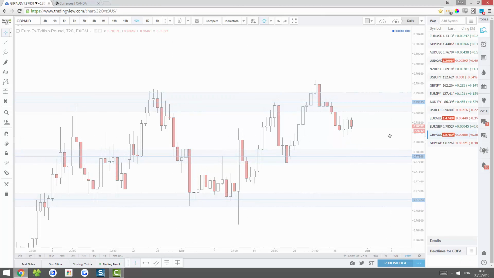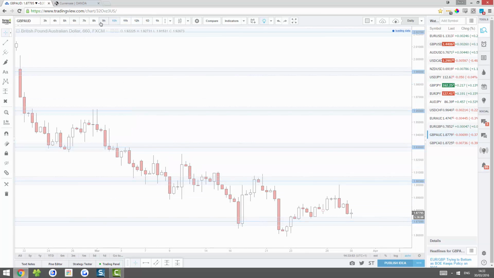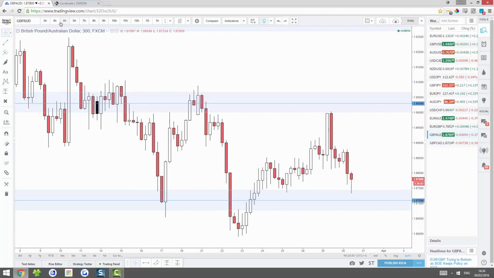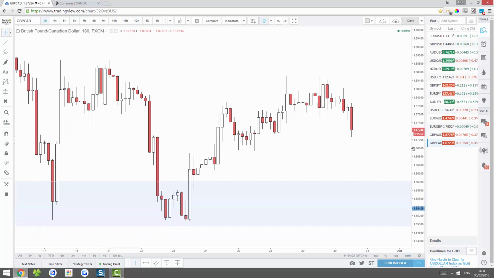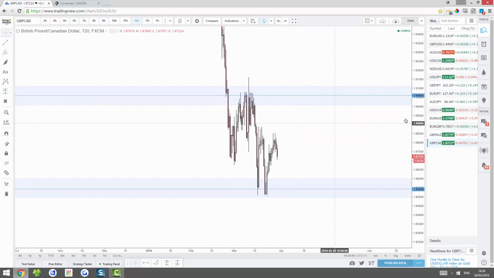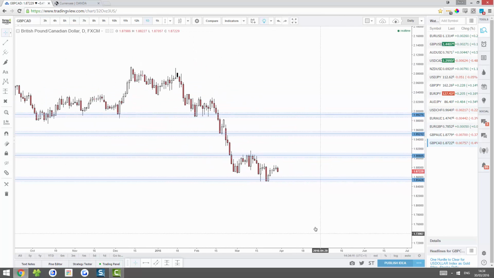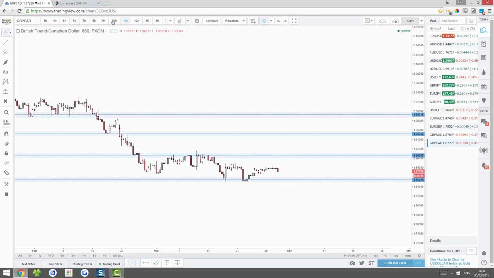Anyway, let's finish up the analysis real quick. A long analysis video. Nothing really happening on GBP CAD. I don't know, not really a pair. I'm not even sure why I have support resistance on this pair, to be honest. I don't think these support resistance areas have been updated. Oh, maybe they have.